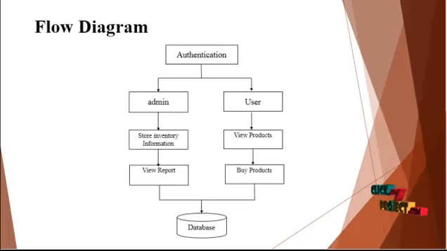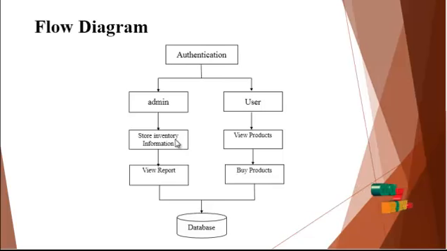Then comes the flow diagram of our process. The flow diagram will show the overall process of the system diagrammatically. So there is authentication for both the admin and the user. Here we first see the admin process. Admin will add the new products, that is, inventory information.